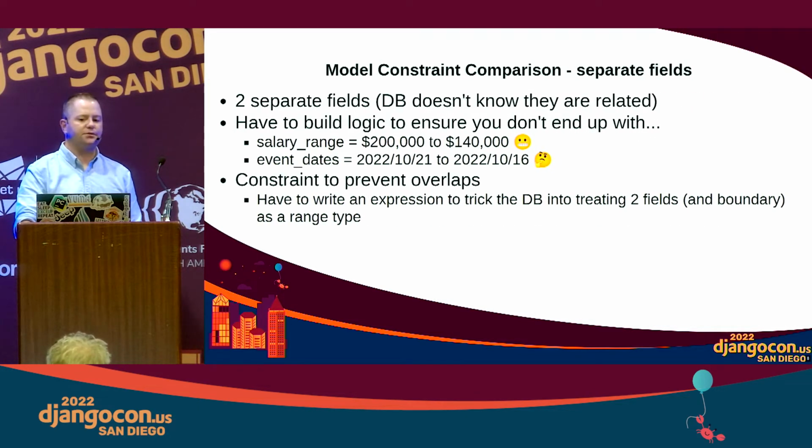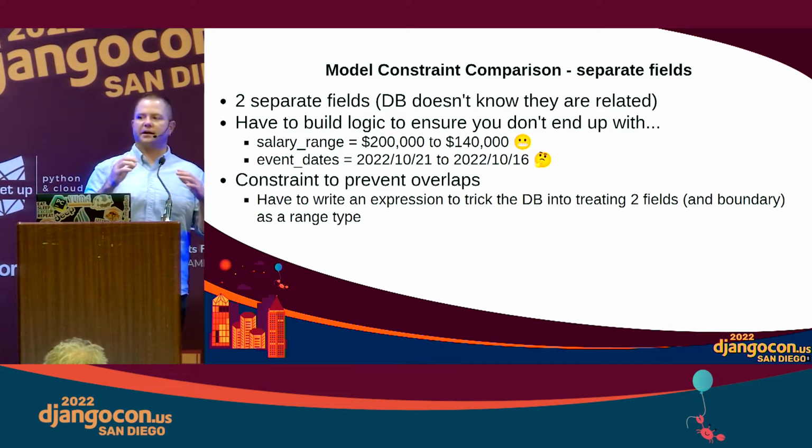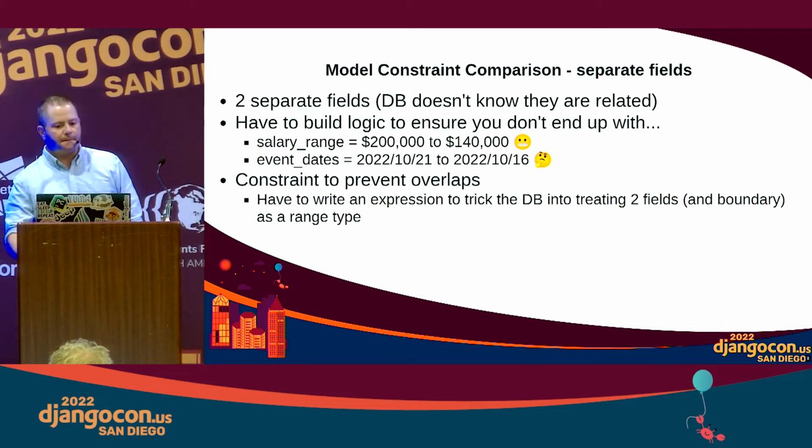So some comparisons. When we look at constraints, for instance, with two separate fields, the database doesn't know that they're related in any way. Unless you add specific constraints to say the min value needs to be lower than the max value, the database doesn't know that. So you have to build some logic, or you end up with weird things like ranges from $200,000 to $140,000, which just doesn't make sense.